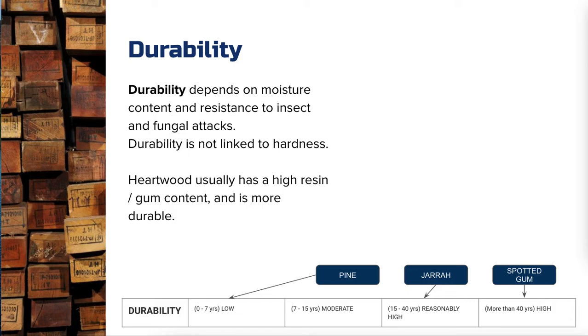Jarrah, another good species, not the best, but a good species. Pine, very low durability. It's a softwood. It's grown very rapidly. It's got really thin cell walls. It's got that nice light color. Therefore, very susceptible to attack from fungus and insects. Keep in mind that you can work with pine on a long-term basis by treating it so that it's got increased resistance to fungus and insect attack. And that's where treated pine, which you may have heard of, comes from.